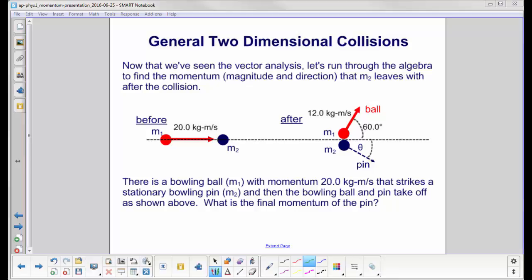Let's switch from vector analysis to some algebra to find the momentum, which is the magnitude and direction that M2, which is the bowling pin, leaves with after the collision. So here's the problem statement.